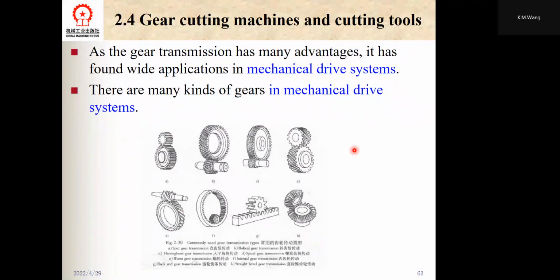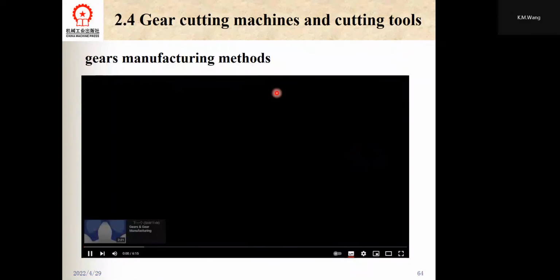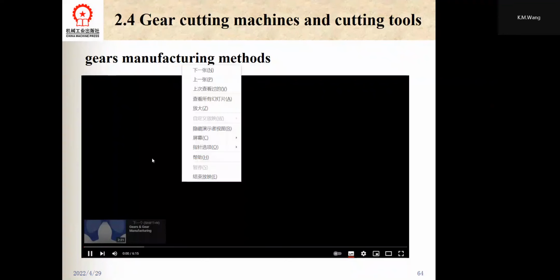And then, these are the gear manufacturing methods. We can study them through a video.